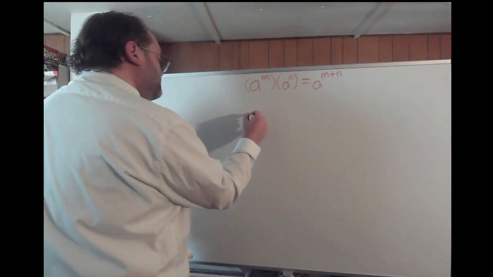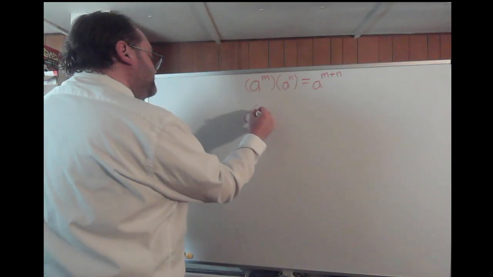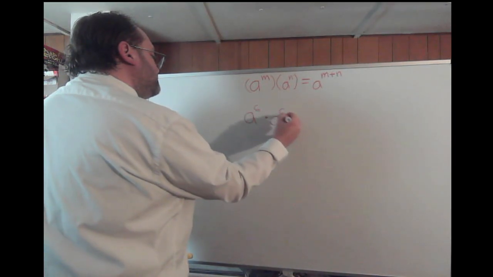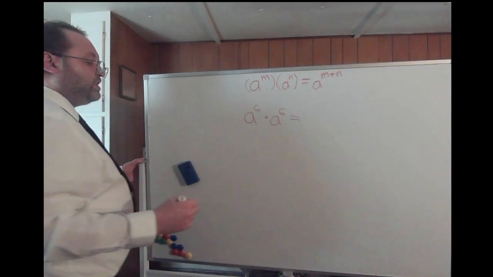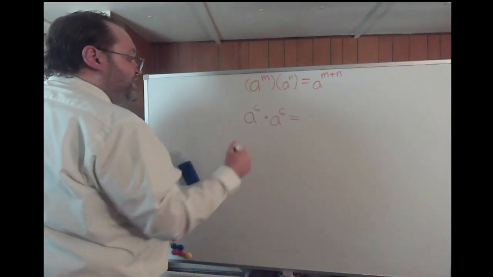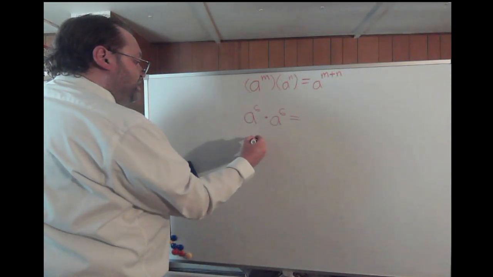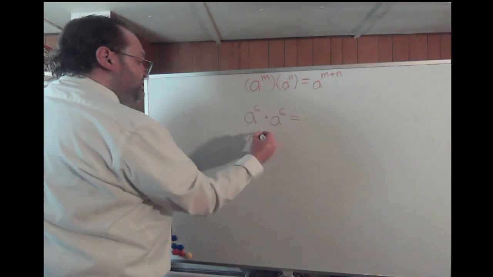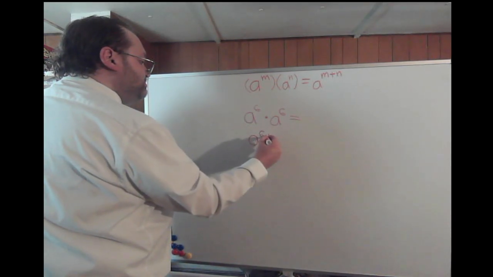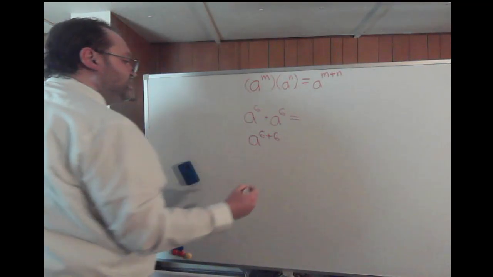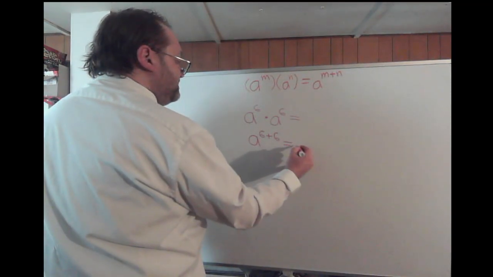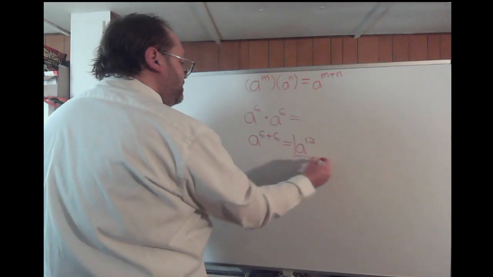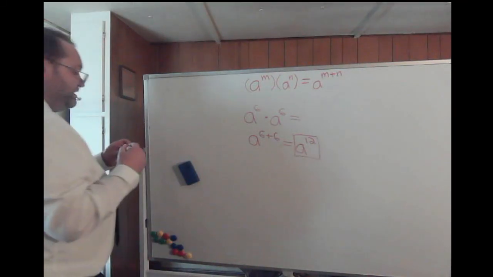Alright. We have a to the 6th times a to the 6th. So what you're going to do, of course, is keep your base, but you're going to add up your exponents, 6 plus 6. Well, 6 plus 6 is 12, so the answer you would get is a to the 12th power. That's what it would be, a to the 12th power.